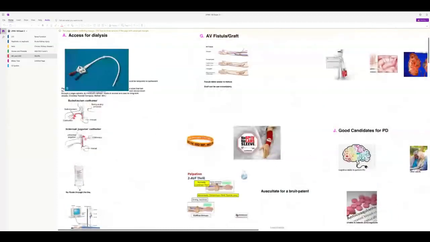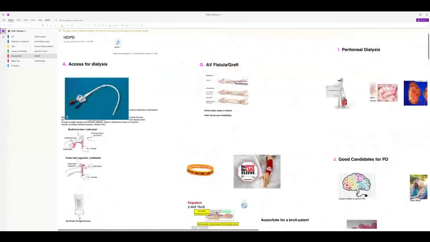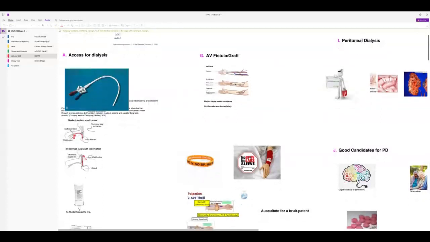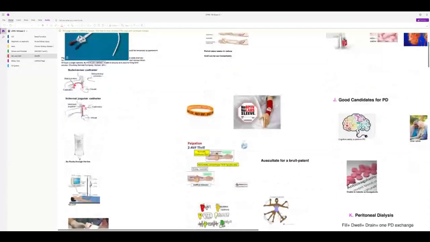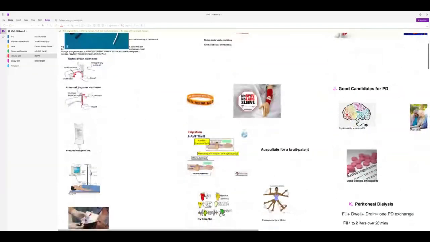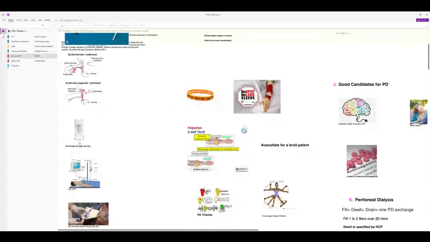Okay, AV fistula or graft. This is a kind of internal vascular device. For the fistula, they take an artery and vein and sew them together. Over time, this artery really blows up. I got a picture to show you. But what's important for you to know is if they have one of these devices, they cannot have the blood pressure, IV, or labs drawn on that side.